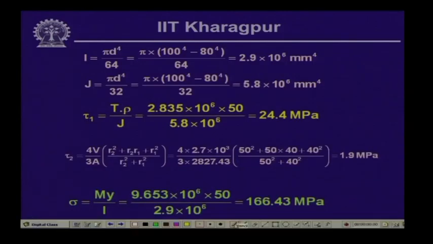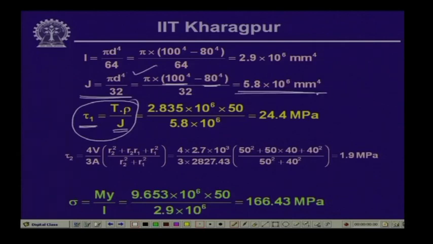Now, here you see that the shearing stress tau 1 is equal to T times rho by J, and J is the polar moment of inertia, which is given by J equals pi d to the power 4 by 32 for this tubular member. It is 100 is the outer diameter and 80 is the internal diameter. So, this gives us a value of 5.8 into 10 to the power 6 millimeter to the power 4, and if you substitute here, 50 is the radius because the external diameter is 100. So, the maximum value where you will get the shear stress maximum is R equals 50, and this is what is used here. So, this gives you a value of 24.4 megapascal. This is the value of tau 1.